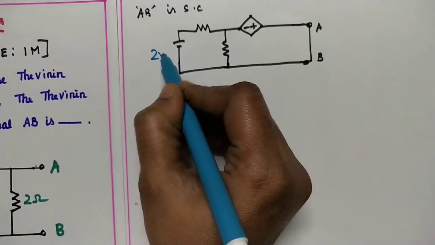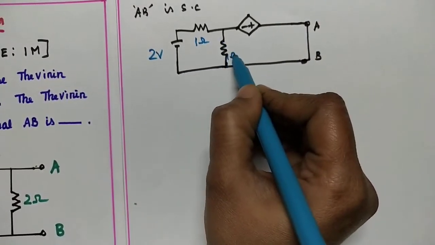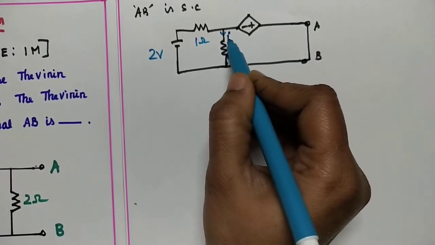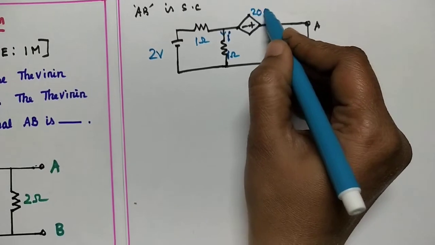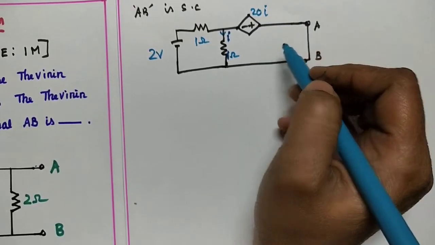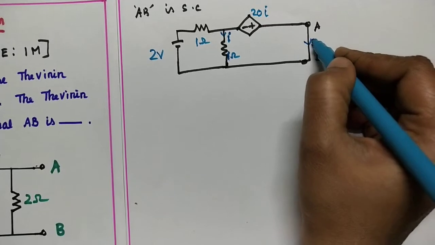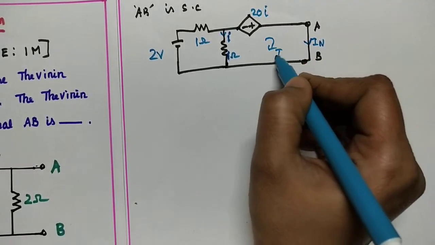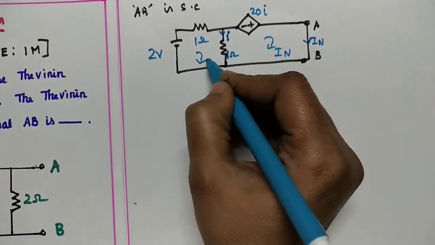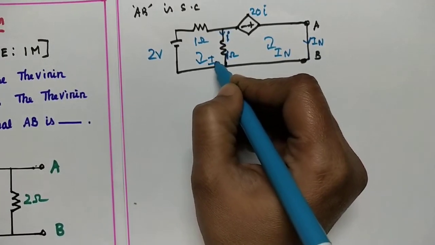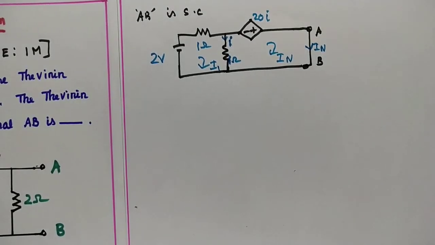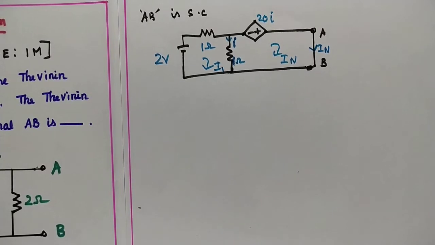So this is 2 volts, 1 ohm, the current passing through this resistance is I, and here 20I. We cannot substitute for I because these terminals are short circuited here, so this is different. We have to find I separately. So let me take this loop current as Norton's current IN, and this loop current as I1. We are applying Cramer's rule.